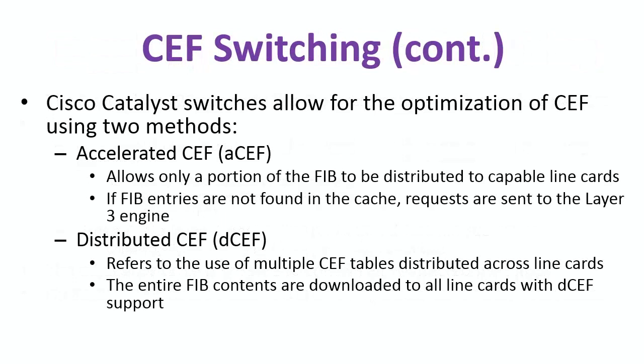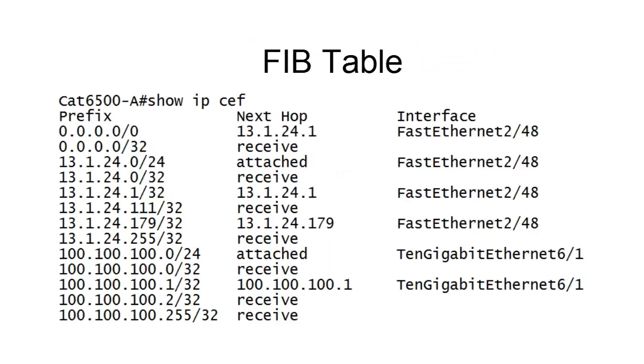Catalyst switches allow for the optimization of CEF using two methods: accelerated CEF, which only allows a portion of the FIB to be distributed to capable line cards, and then distributed CEF, which refers to the use of multiple CEF tables distributed across all line cards. The FIB table of the SP must be exactly the same as the FIB table on the RP.